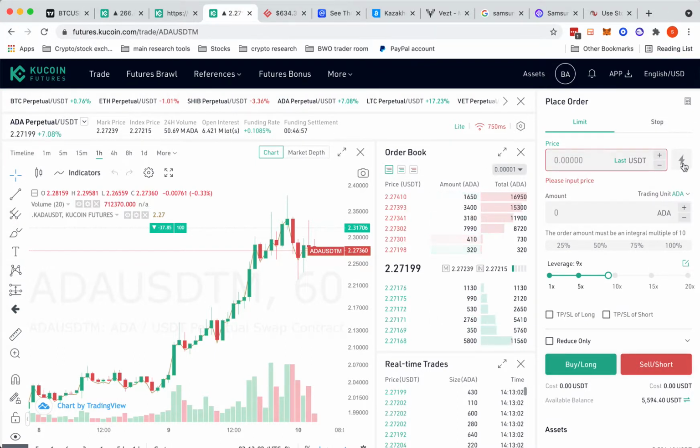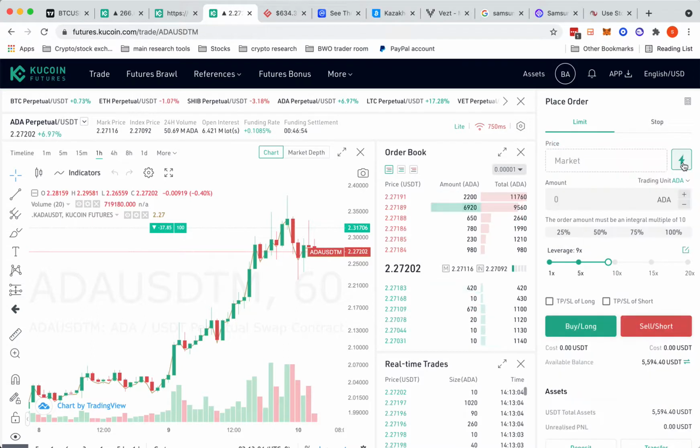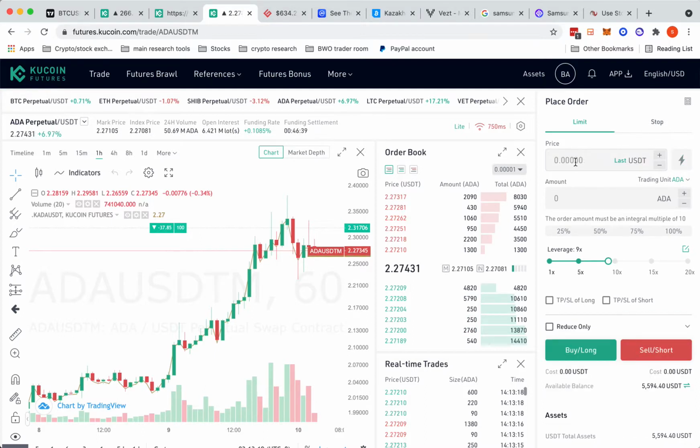Now, right here, you have a thunderbolt. This is for market orders. Market basically means that it's going to give you the best current price of what it's trading for now. You're probably going to get in at the highest price, but you'll get into the trade immediately.